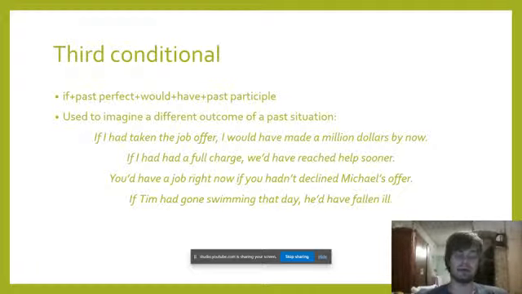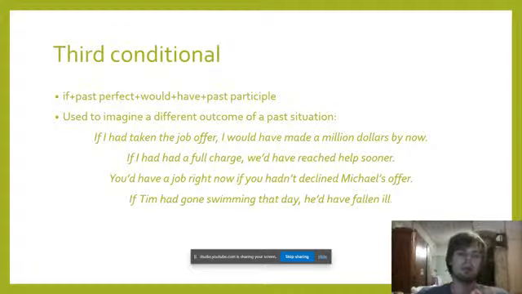So now we have the third conditional. Its structure is as follows. We have an if, and the if is followed by the past perfect, which is the condition. And we have the consequence, basically would have with a past participle, and we use that to imagine a different outcome of a past situation.